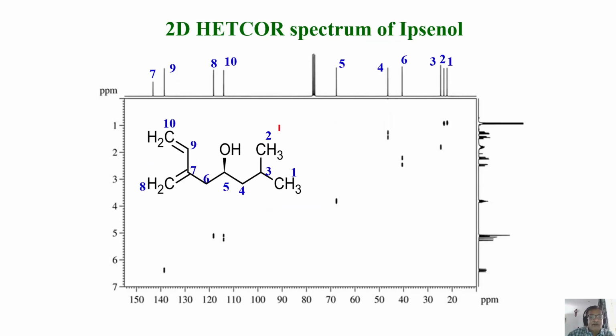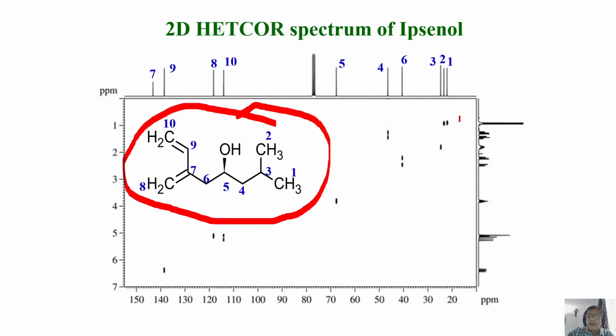This is a simple molecule called ipsenol. Okay, look at this. There are three CH3s here. One, two, there are two CH3, and I don't know what the third one is. The third one is here. CH, I think. So it is here. But it doesn't matter.